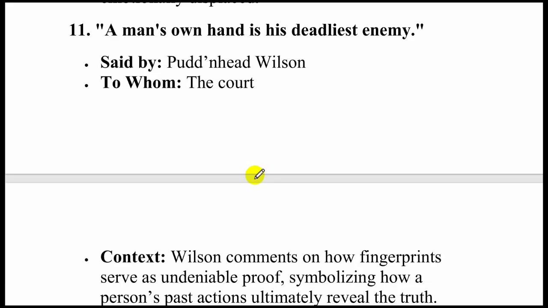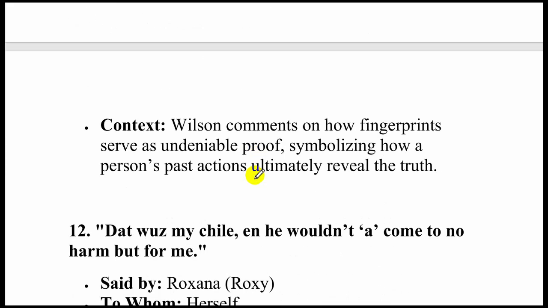Next, "A man's own hand is his deadliest enemy." Pudd'nhead Wilson to the court. Wilson comments on how fingerprints serve as undeniable proof, symbolizing how a person's past actions ultimately reveal the truth.